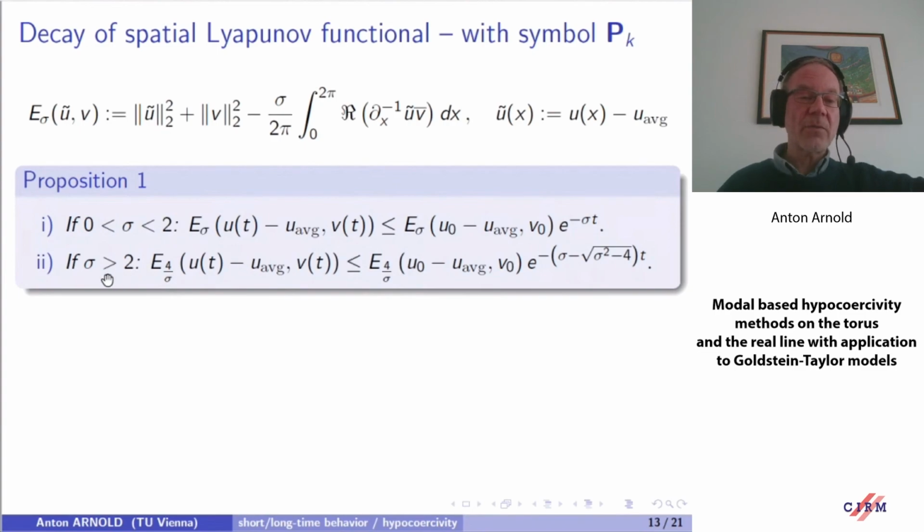For the case where you have a large sigma, large relaxation rate, you can use the same Lyapunov functional. Just observe that the index up here was sigma, and now it is 4 over sigma. So you just have to adapt the strength of the mixed term. And again, you recover the sharp decay rate in this case.